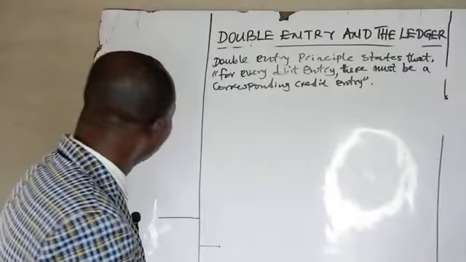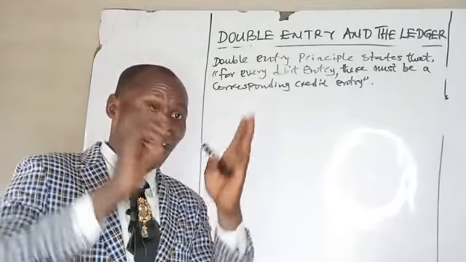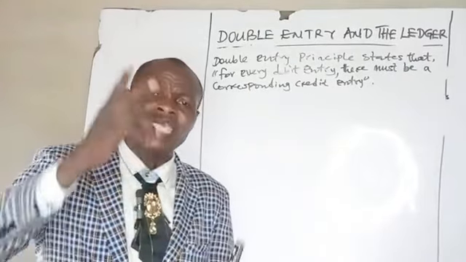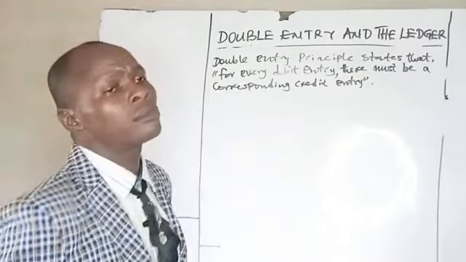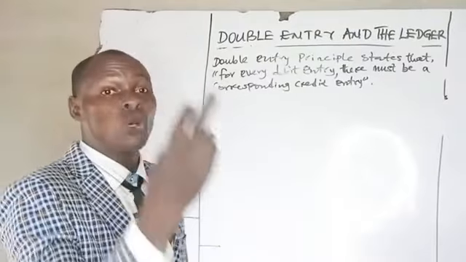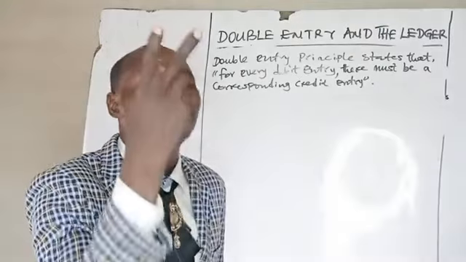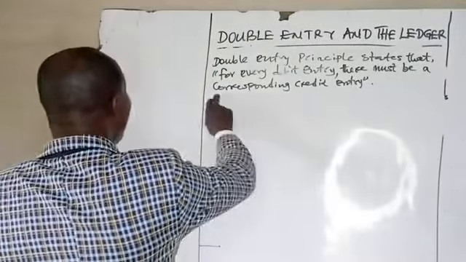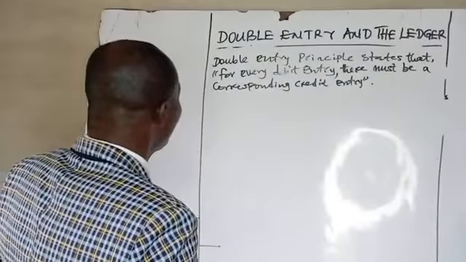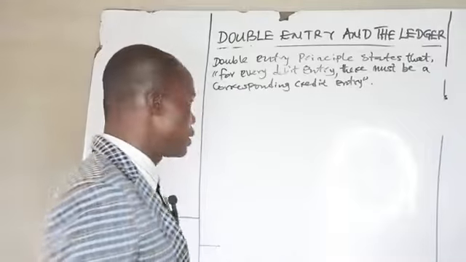What does this statement mean? A transaction in accounts will be recorded in two separate ledgers. One transaction, you are going to record it in two separate ledgers in line with the principles of double entry. So for every debit entry, there must be a corresponding credit entry.